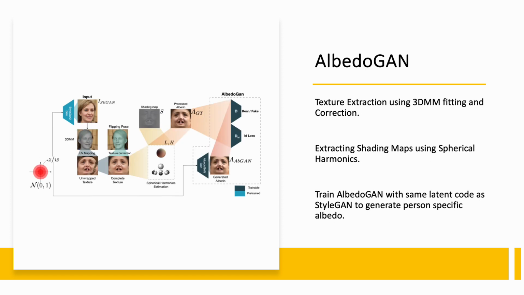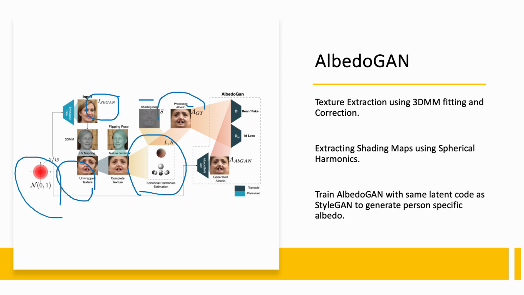Here I explain the AlbedoGAN. Given a random noise, we can generate StyleGAN's image, iStyleGAN, and then we perform 3D projection to get the unwrapped texture. Now we flip this image and perform 3D projection again to complete the missing information in the obtained texture. Then we use spherical harmonics to capture the illumination map, and this is how we extract albedo and shading map or illumination map from the texture.